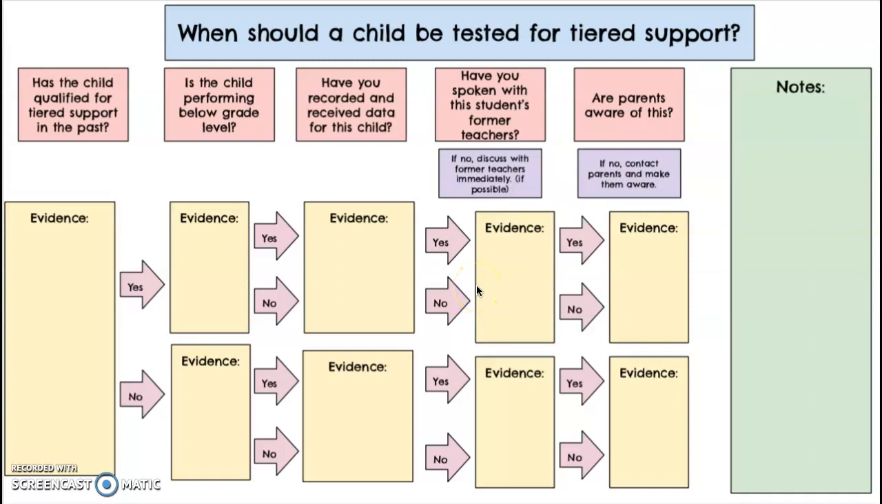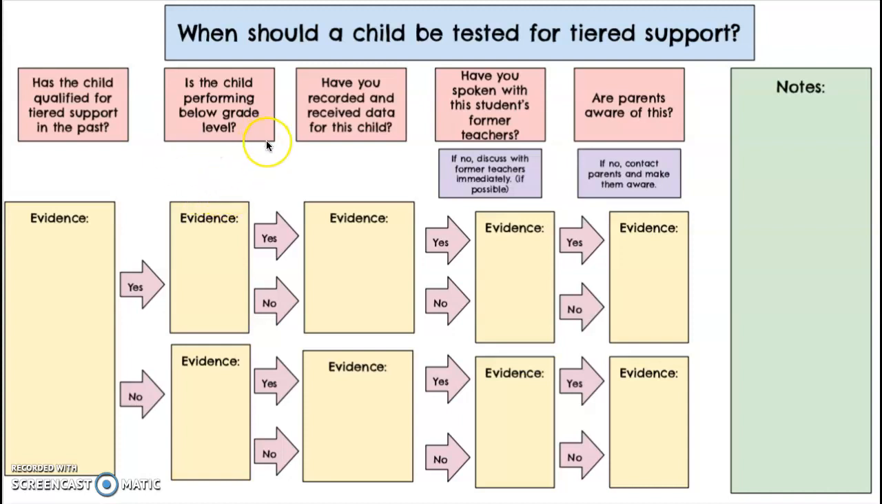I am here to present to you my Module 12, which is the design of a graphic organizer that will help my school follow protocol when it comes to testing a child for tiered support. So there are many questions that are going to be asked. The first thing is, has the child qualified for tiered support in the past? If so, you need to list it under evidence. If not, that is where the teacher would write not applicable.